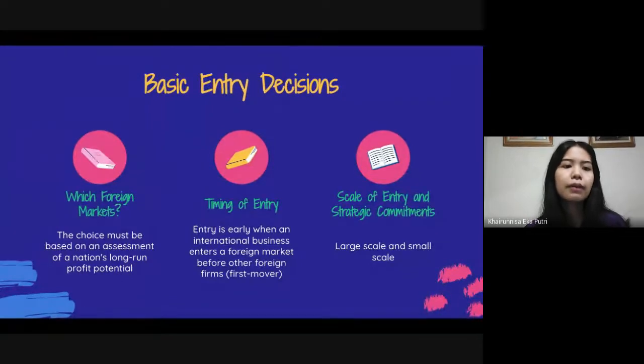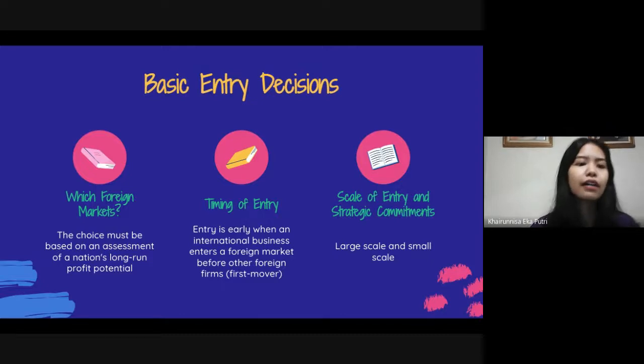Next, timing of entry. Entry is early when an international business enters a foreign market before other foreign firms, and late when it enters after other international businesses have already established themselves. They are commonly known as first mover advantage.